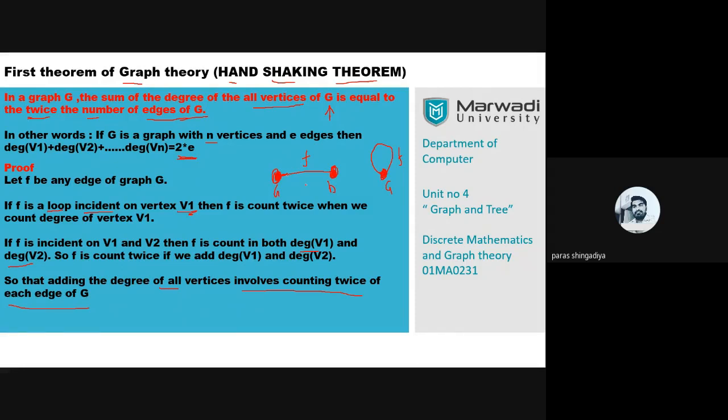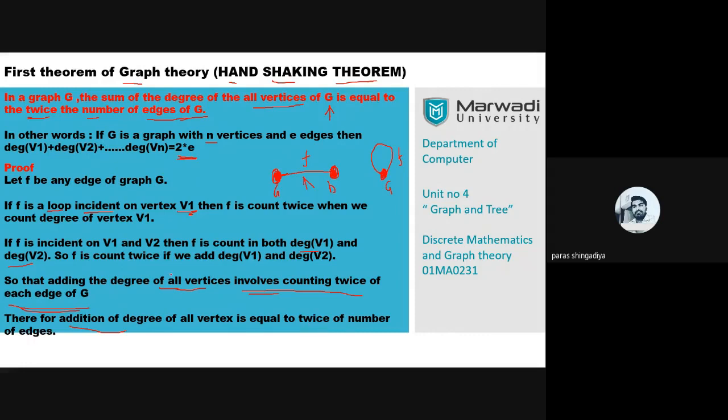And if it is an edge, what does it mean? It will be counted at two different places, at vertex A and at vertex B. It means it will be counted 2 times for the degree. So when we count the degree of all vertices, it involves counting each edge of G twice. Therefore, the sum of the degrees of all vertices is equal to twice the number of edges.